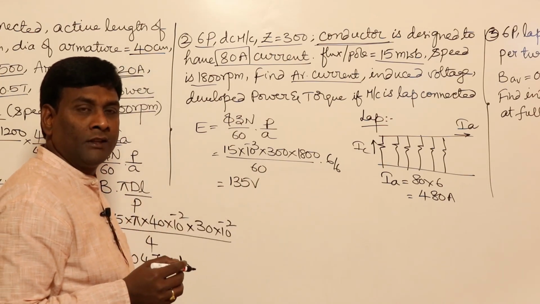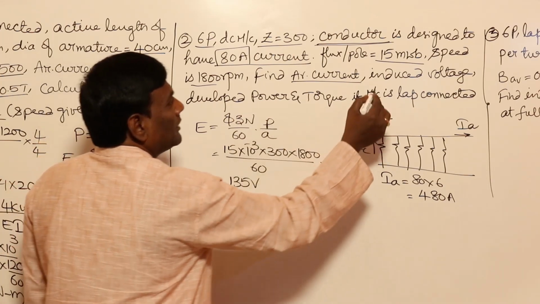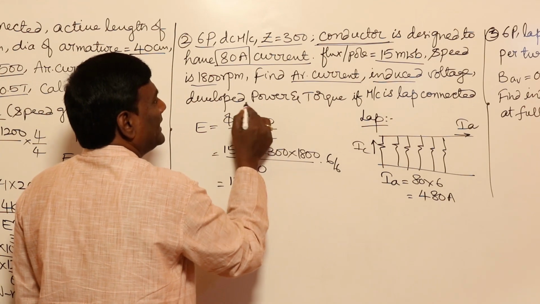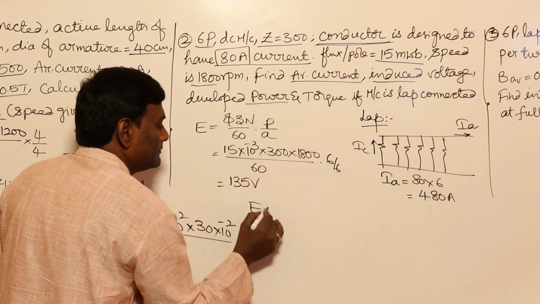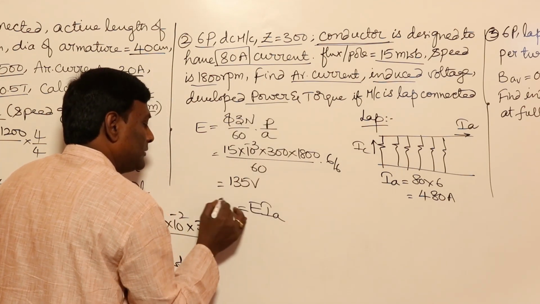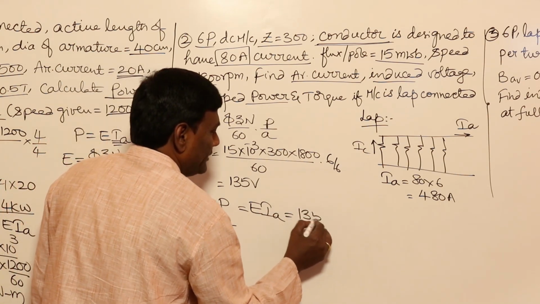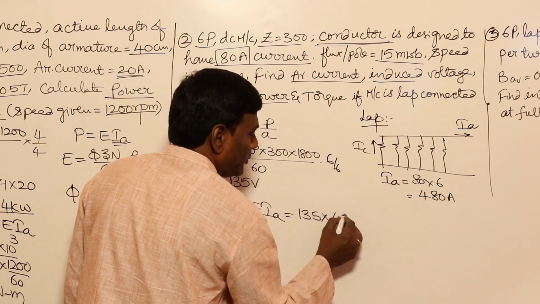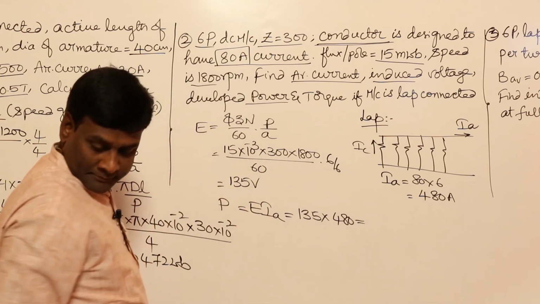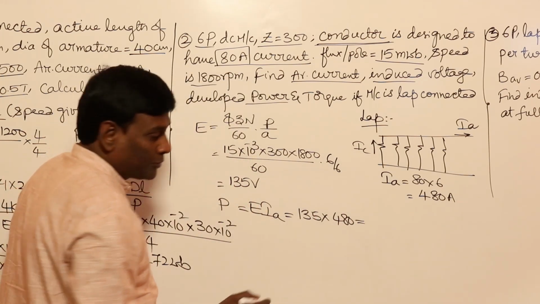135 volts. Okay, now what is power? Induced voltage is over, and developed power is E IA. EIA is going to be the power, right? So EIA is going to be 135 into IA, 480, which is going to be 64.8 kilowatt.